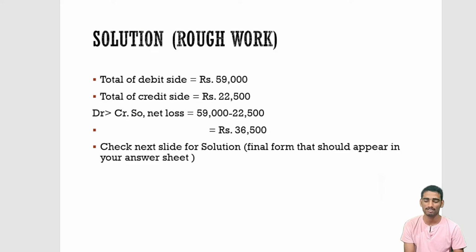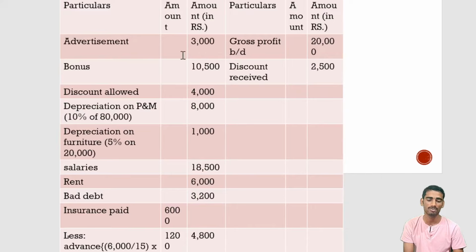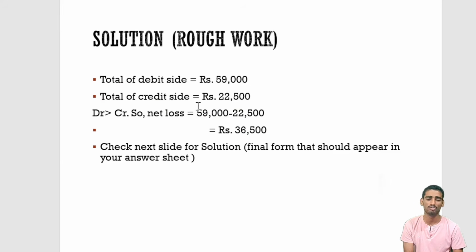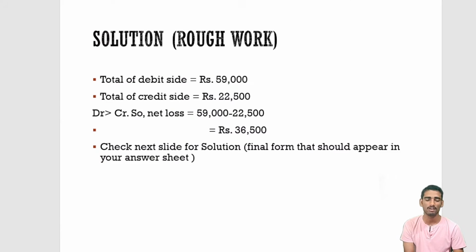Okay, and basically you have to do a rough work. So total of debit side is 59,000. Debit side means this side. Similarly, you sum the credit side and do the rough work, that is 22,500. Simply, sum both: 20,000 plus 2,500, so you will get the total on the credit side, that is 22,500. So here you can clearly visualize that debit side is 59,000, credit side is 22,500.